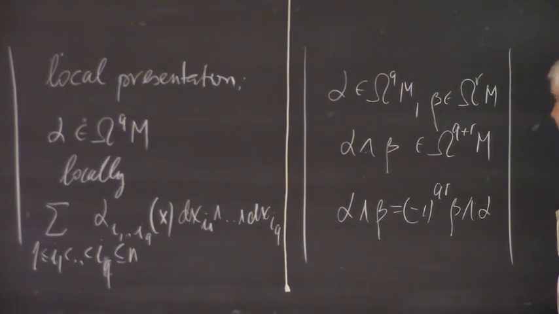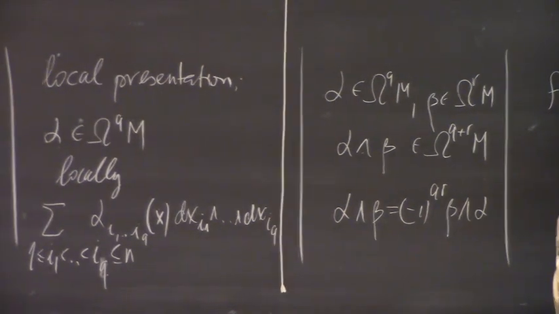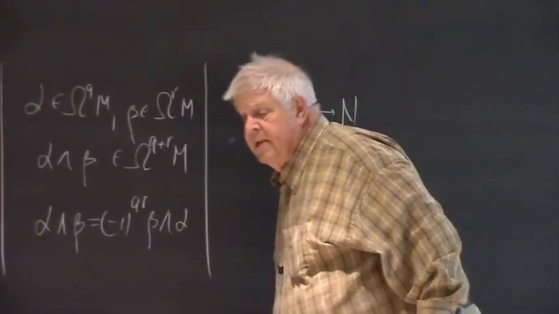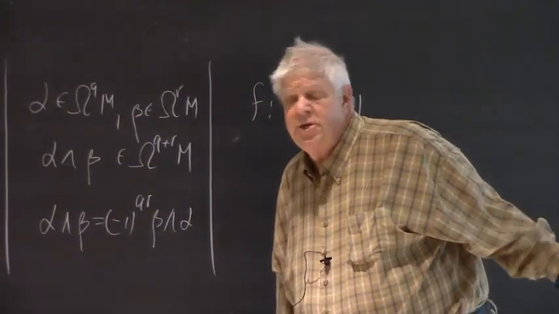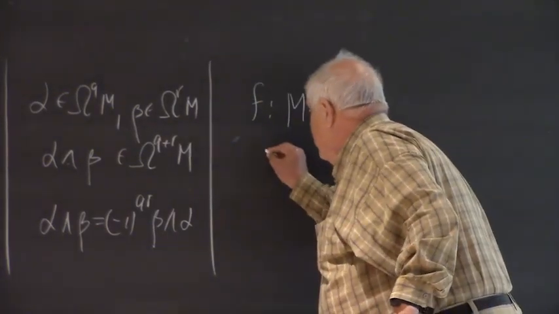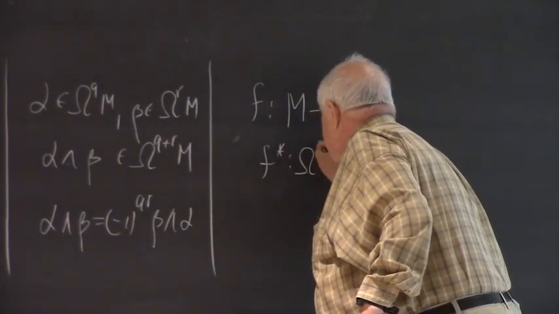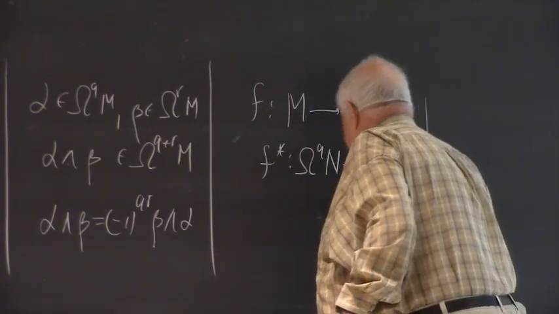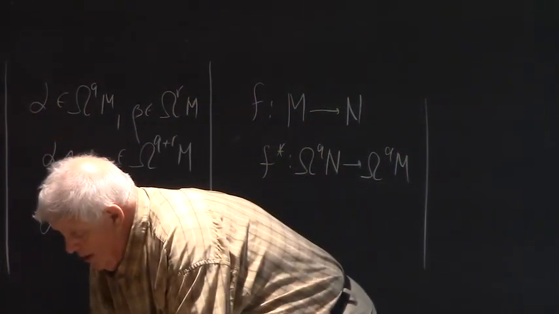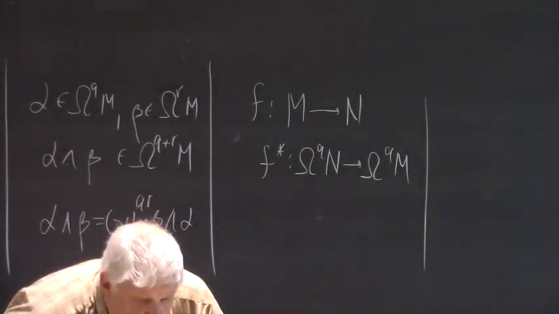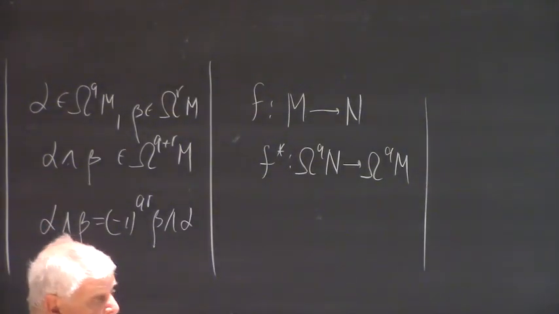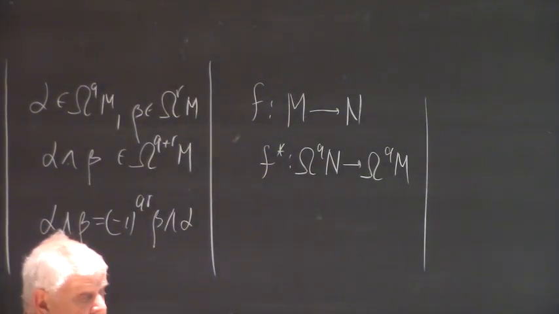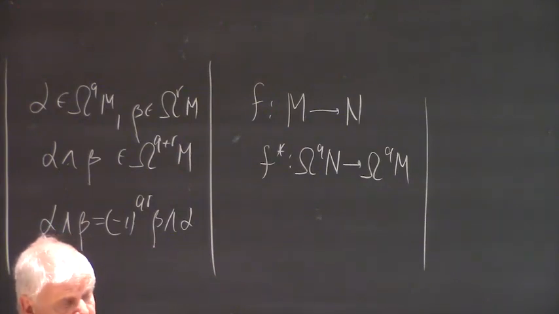And then, if there is a smooth map of one manifold into another manifold, of arbitrary, in general different, dimensions, then for every q there arises a map between differential forms in the opposite direction. This map is induced by the differential of f, which maps tangent vectors to M into tangent vectors to N.